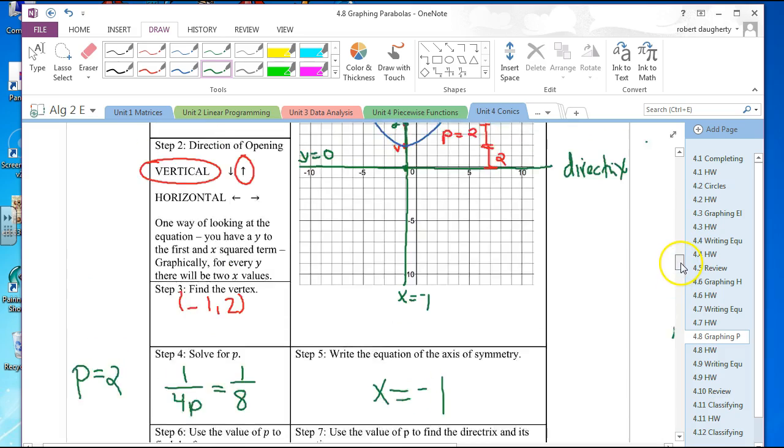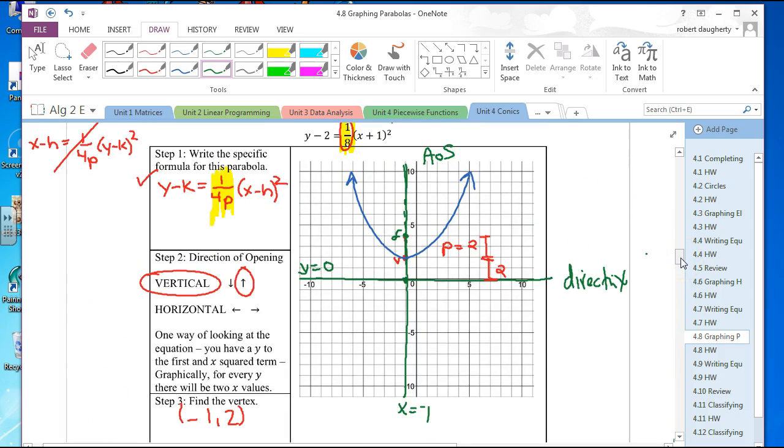Is the directrix always 0? No. Well, if this parabola, if the vertex was here and the directrix was here. So the directrix always is the bottom. Well, not if it opens downward. Stick with us.